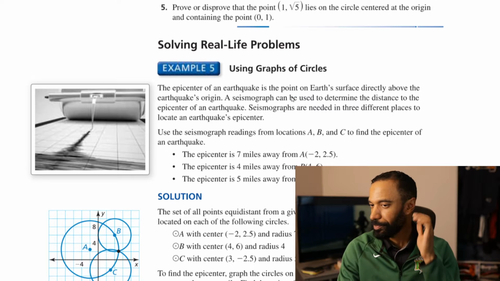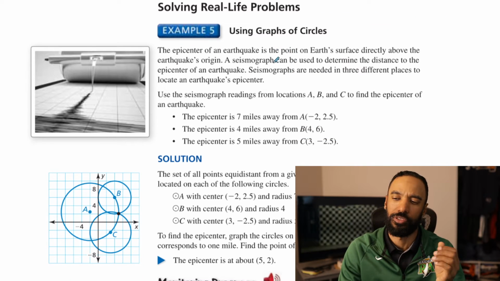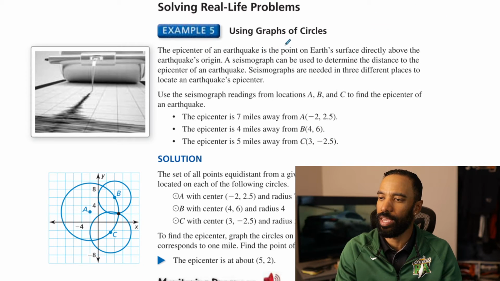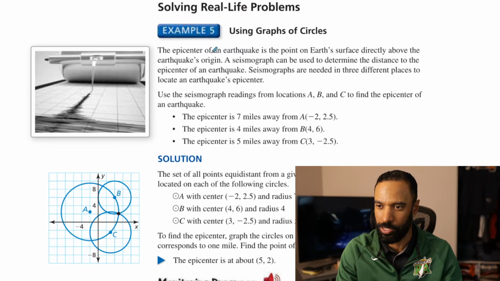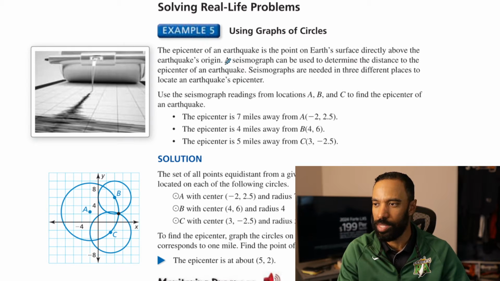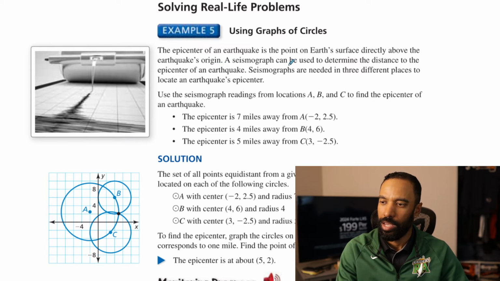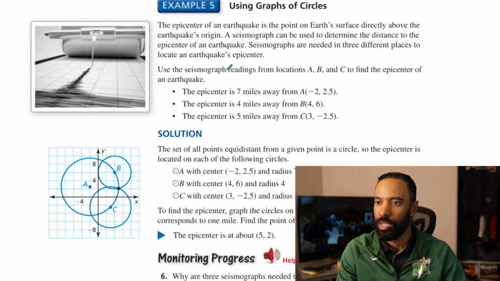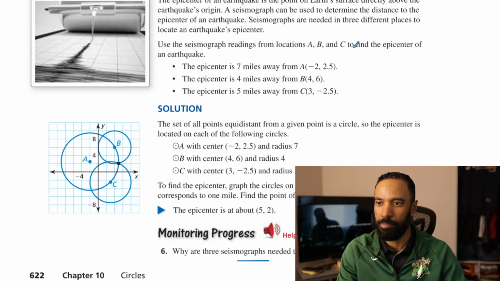Let's solve some real-life problems using graphs of circles. The epicenter of an earthquake is the point on Earth's surface directly above the earthquake's origin. A seismograph can be used to determine the distance to the epicenter of an earthquake. Seismographs are needed in 3 different places to locate an earthquake's epicenter. Use the seismograph readings from locations A, B, and C to find the epicenter of an earthquake.